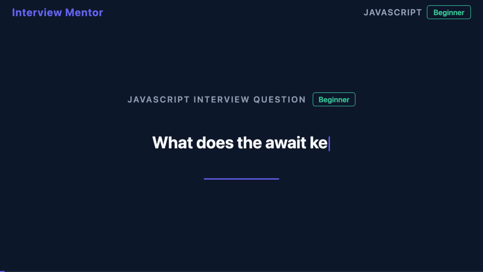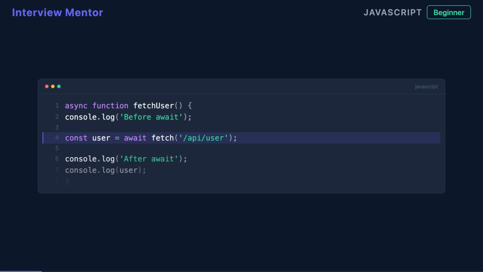Before async await, JavaScript developers drowned in callback hell and chained .then statements. The await keyword changed everything. The await keyword pauses the execution of your code until a promise resolves.